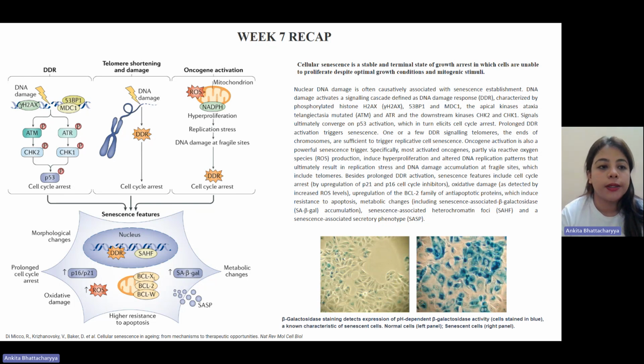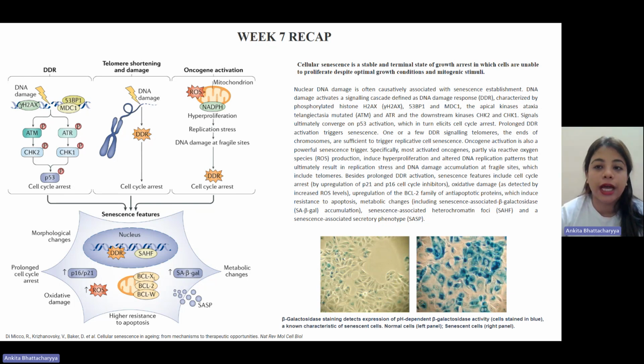So what we see here are different aspects with respect to senescence that have been looked at, mainly three. We have DDR or DNA damage response, we have telomere shortening and damage, and we have oncogene activation, all of which eventually amount to senescence features. And we are seeing different types of changes that occur, including morphological changes, prolonged cell cycle arrest, oxidative damage, higher apoptotic resistance, SASP, which was also talked about, and of course, an increase in SA beta gal. So, let me just read out the legend once for your own understanding.